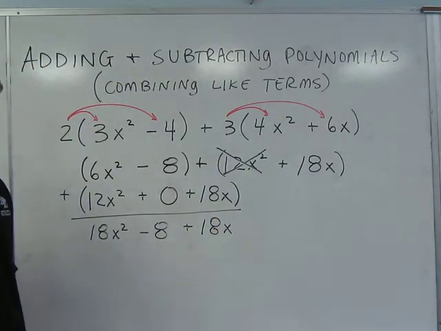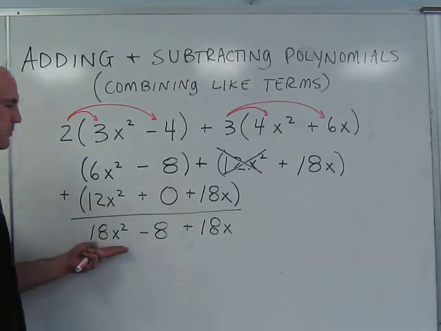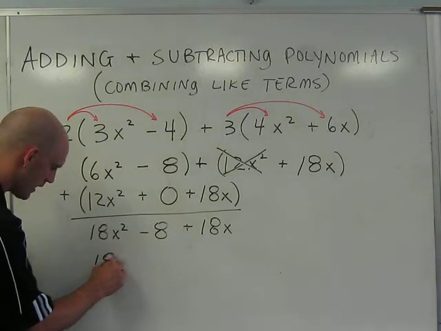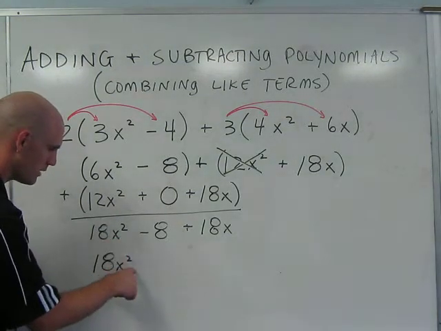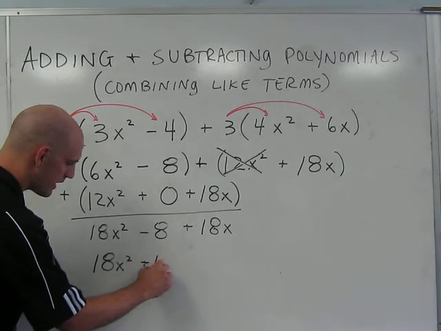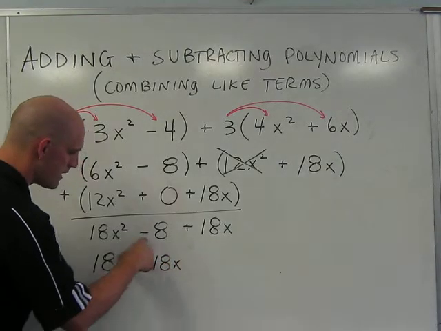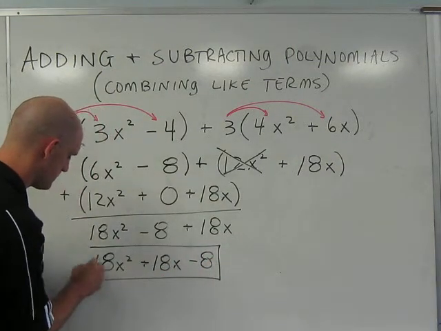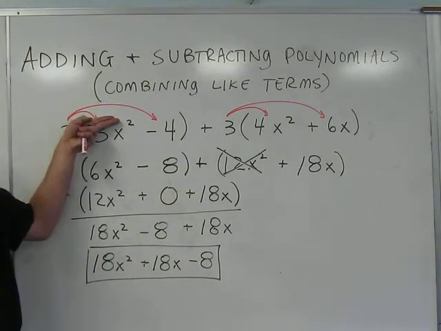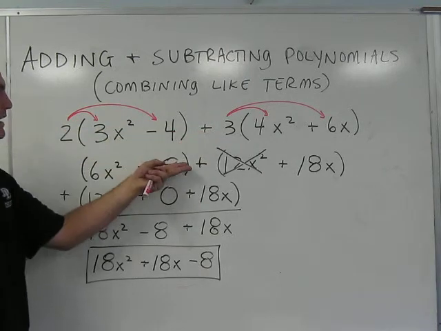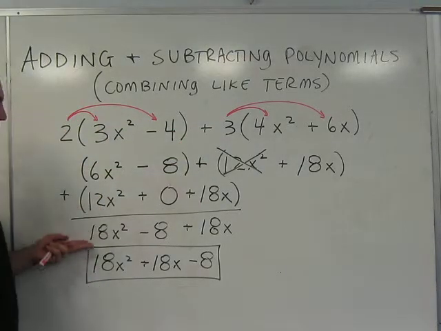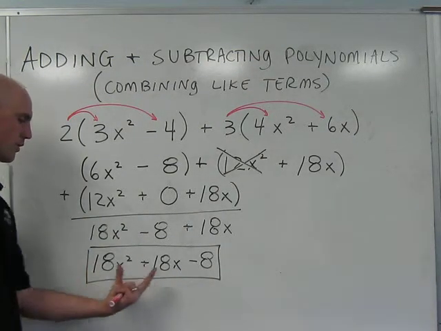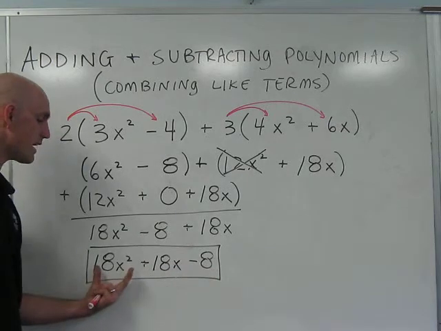If I'm going to rewrite in standard form, putting the expression in order in terms of the polynomials, I will get 18x squared, my highest power. 18x is my next highest power, and my minus 8 comes in at the end. I use distributive property on both expressions, and then I stack them underneath one another to come up with my total. Then I rewrote in standard form, putting the terms in order from greatest to least.